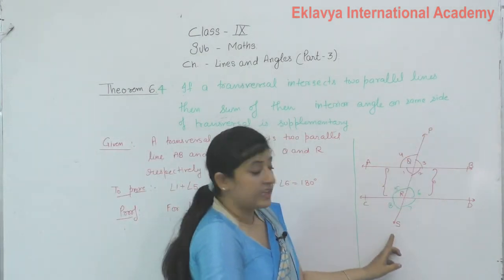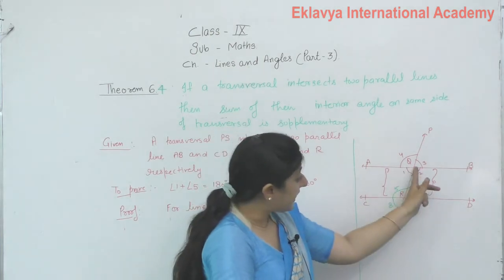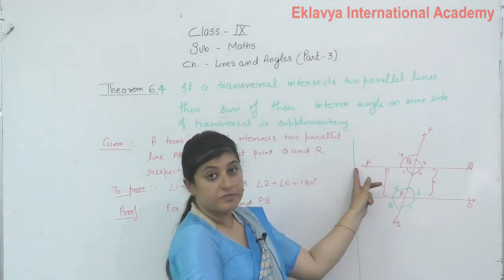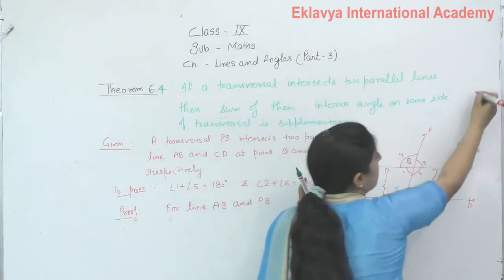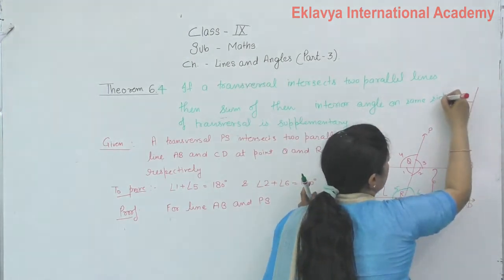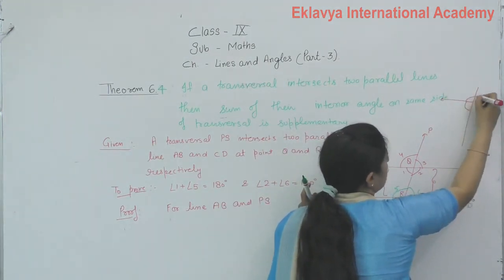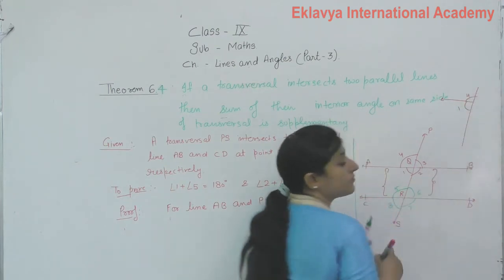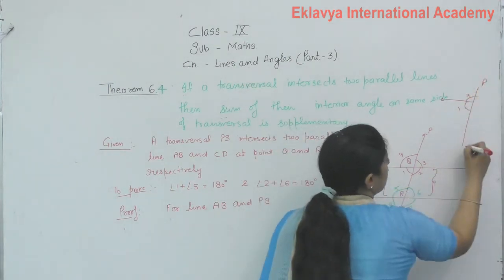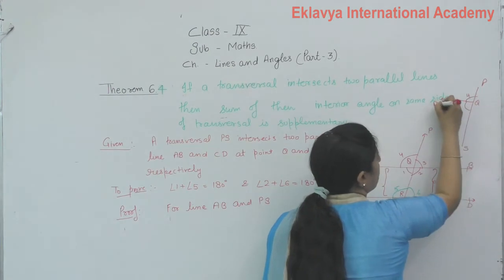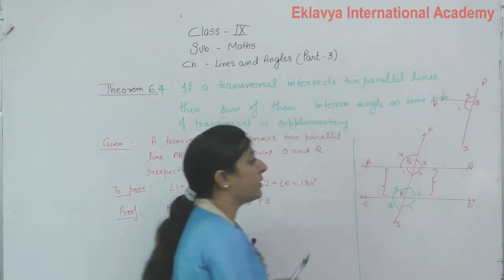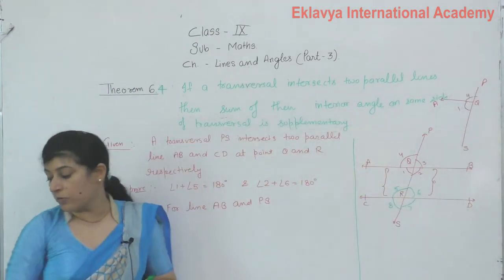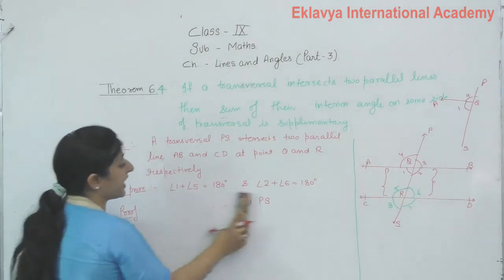PS is a line and ray QA stands on it. We can show it like this. Then these two angles are 1 and 4. This is PS and this is QA. Then we can say angle 1 plus 4 is equal to 180 degrees. So we write it down like this.